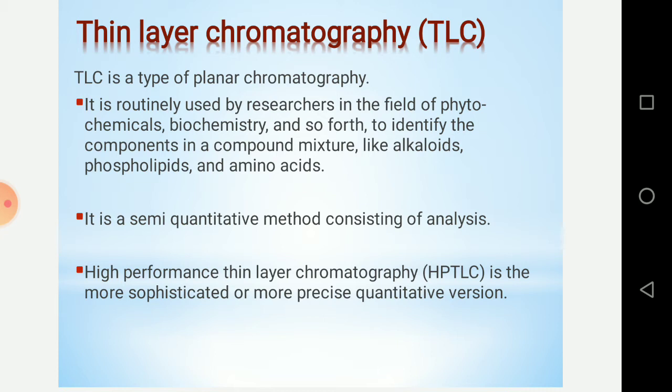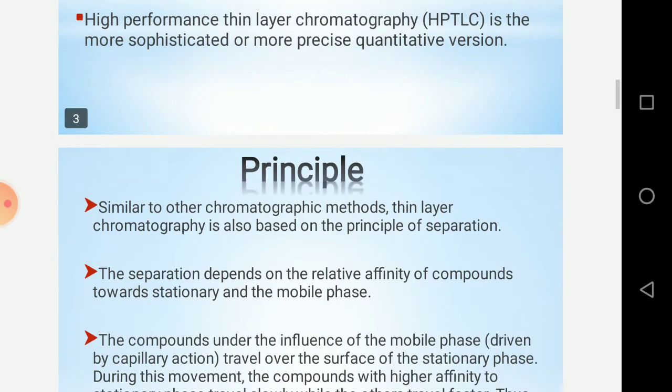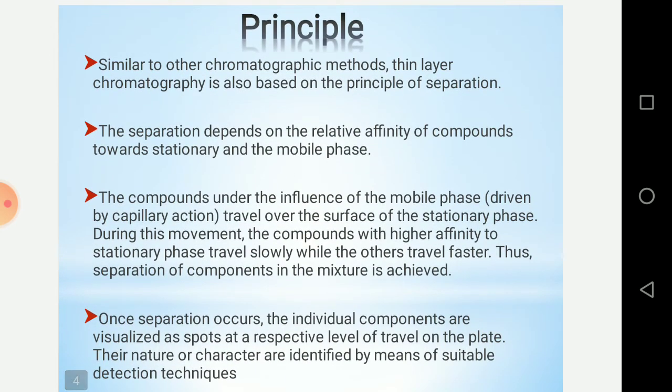It is a semi-quantitative method consisting of analysis. High performance thin layer chromatography is a more sophisticated and more precisely quantitative version. So one of its versions, high performance thin layer chromatography, is used for more precise results. If you want to get more accurate results you can use HPTLC.